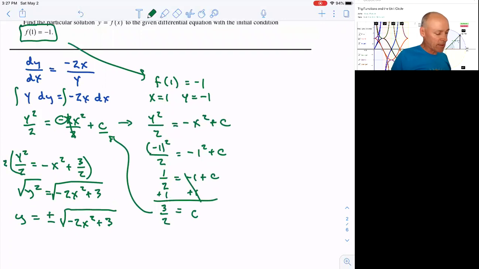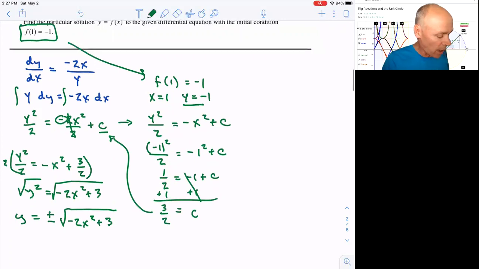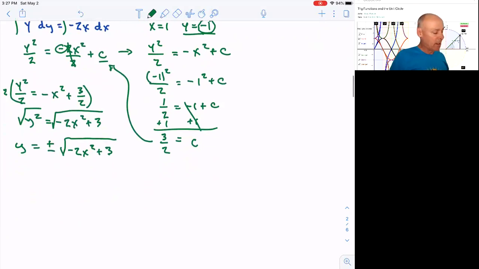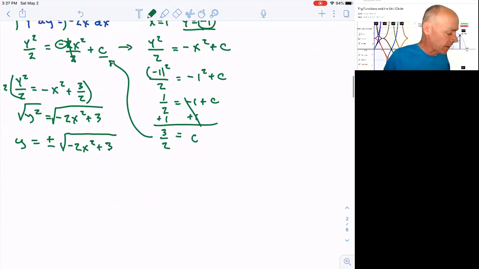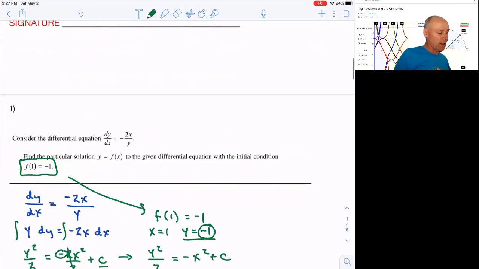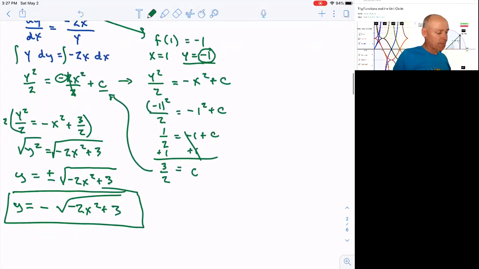Okay, now I have to decide which branch I want to take, the positive or the negative. Well, I look at my initial condition, and it's y equals negative 1. So the only branch that point will be on would be the negative branch. So I have to declare here y is equal to negative square root of negative 2x squared plus 3. So that is my particular solution for that differential equation. Okay? Awesome. Hope you got that one.